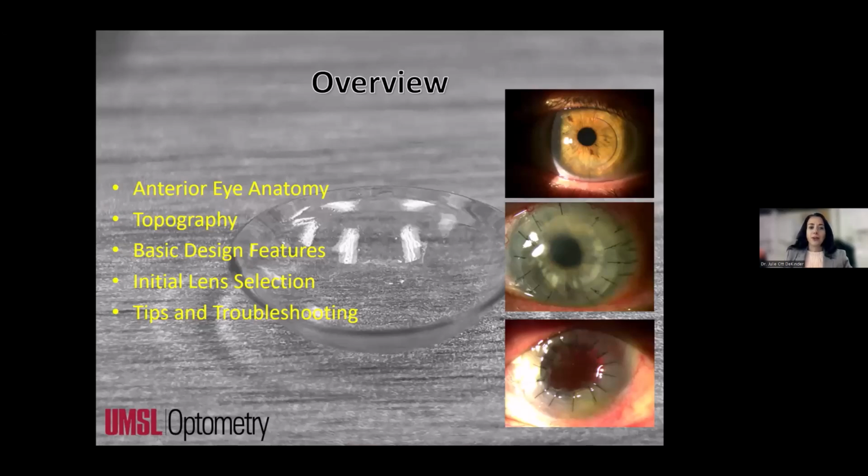Anterior eye anatomy: if you're going to be streamlining your fit, you have to know what you're fitting. A little bit about topography, basic design features, really barely hitting on that, and then initial lens selection for different ocular conditions. That's what I'm hoping the bulk of this turns into. And along the way, I'm going to give you some good tips and tricks that I've learned through the years to hopefully help with troubleshooting for these different ocular conditions.